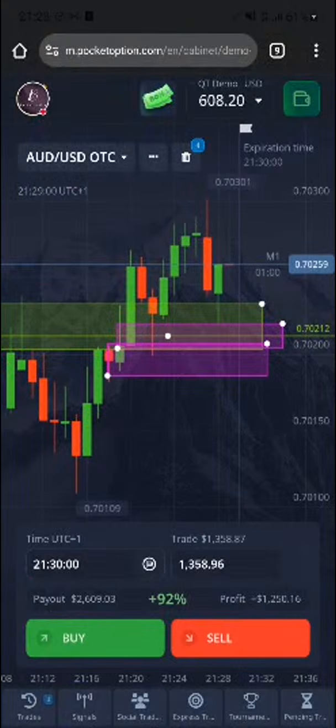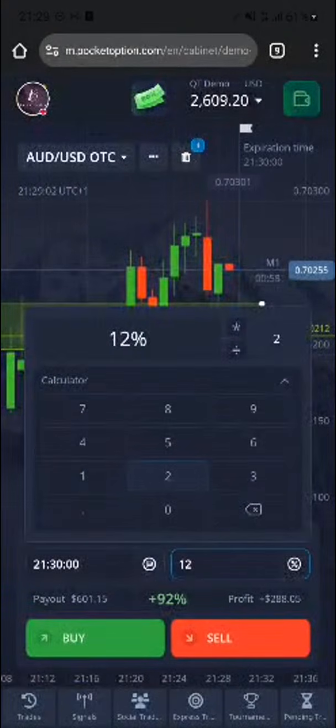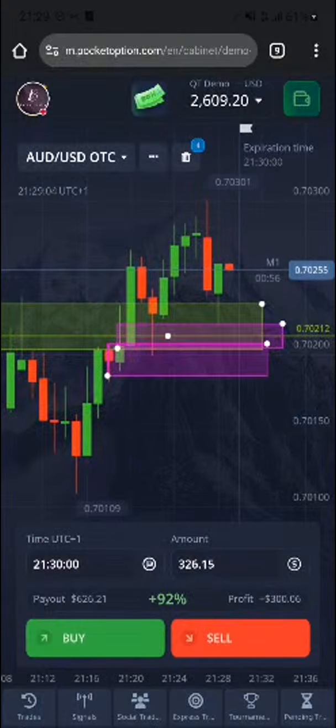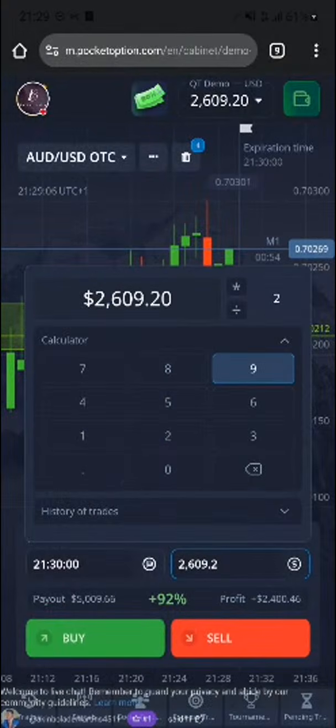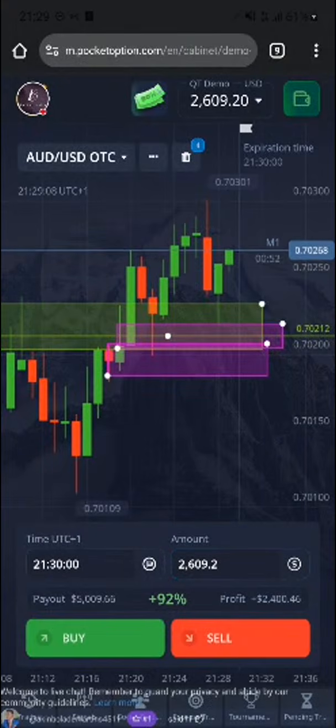So we'll be going in with 12.5% of our balance, but we need to lose this balance, and it just keeps increasing. It happens like that sometimes.